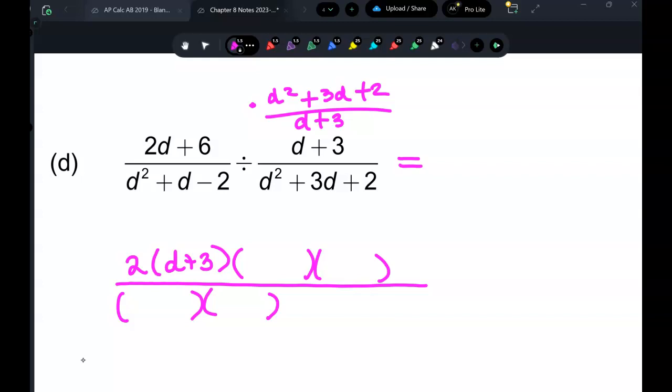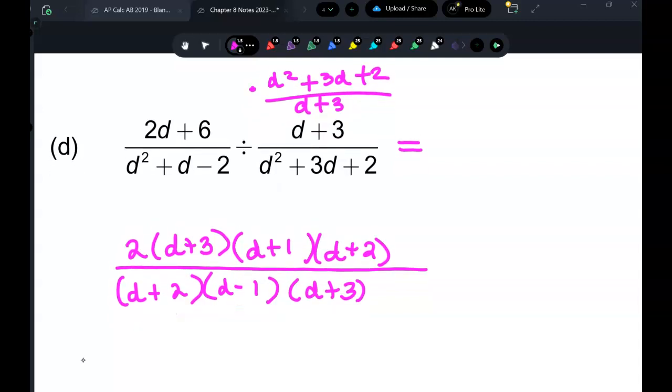D plus 1, d plus 2. So d plus 1 and d plus 2. Okay, now here, this is going to factor into d plus 2, d minus 1. And then we have a d plus 3 on the bottom. If you want to write that out in separate steps, if what I did was too confusing, you can do that. All right, let's see what cancels.